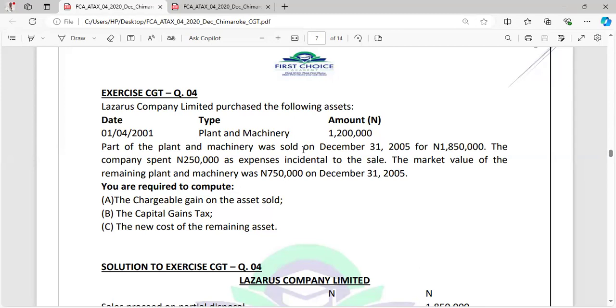So we now have our ingredients. We have the three things we need: A, B, and C. Now you are told to compute: one, the chargeable gain on the assets sold; two, the capital gains tax; and three, the new cost of the remaining assets.